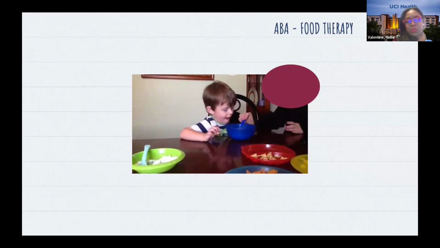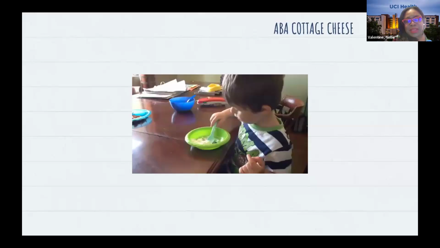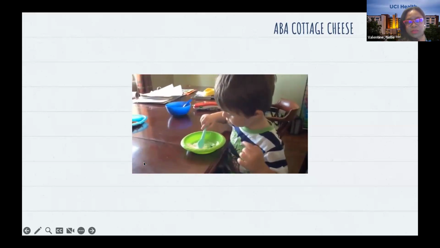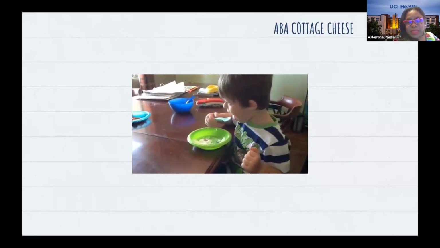And then the next one, please. We help them to learn, yes, this is preferred, and then here's how we live with non-preferred items. Cottage cheese to him. He does not like cottage cheese. So they were teaching him in ABA.